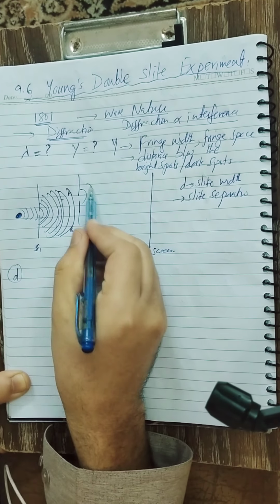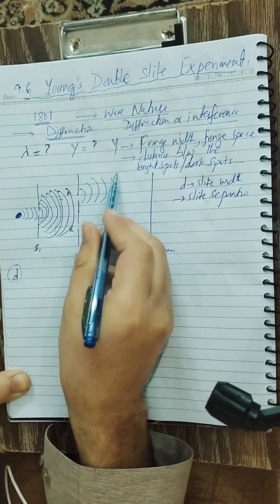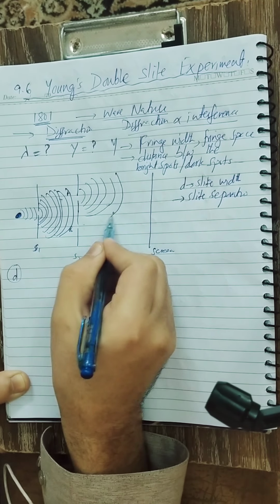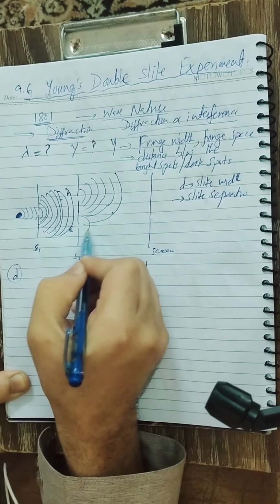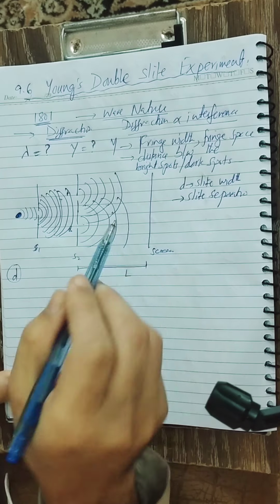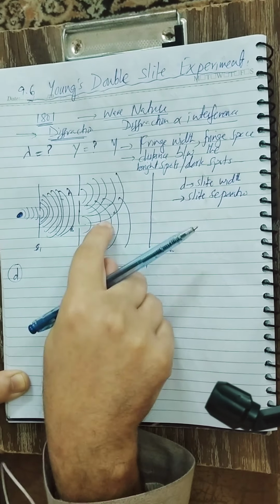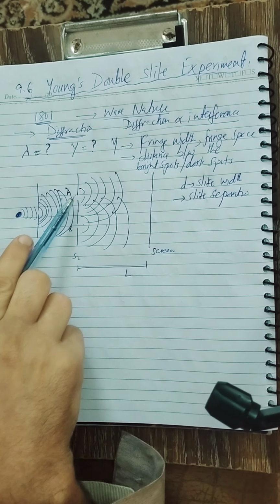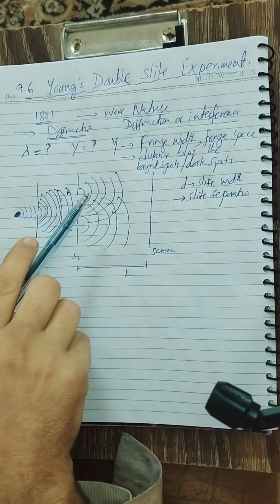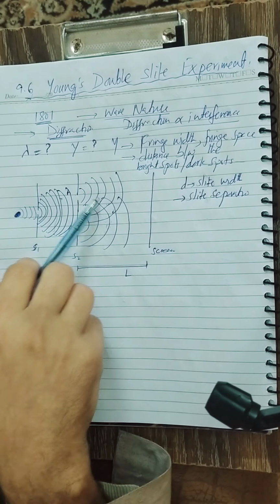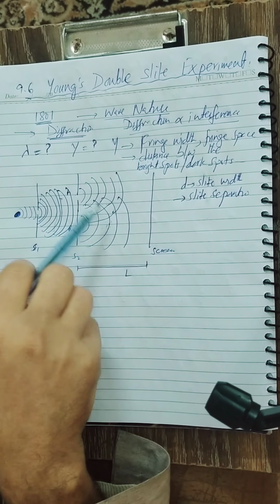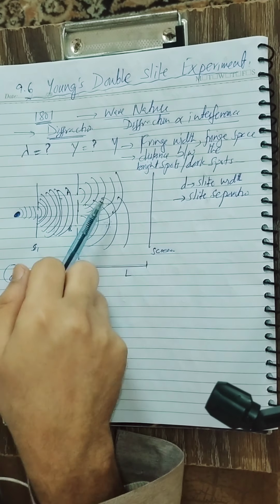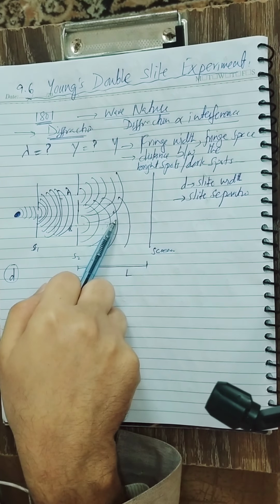Light will be diffracted from opening A, and light will be diffracted from opening B. So both lights will overlap on one another. Look at here. The two lights, when diffracted, will overlap. When they overlap, first look at the condition of interference. Do they have the same frequency? Are they coherent? Yes.